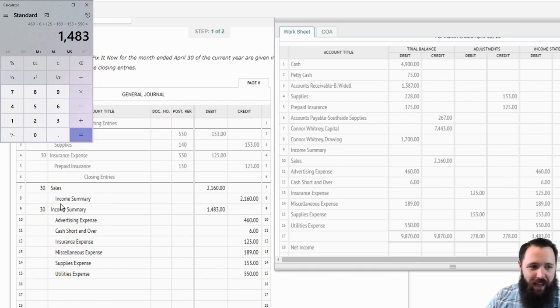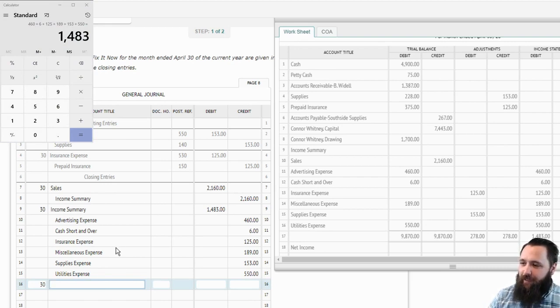So now I have my sales that's been Pac-Maned up into my income summary. I have all my expenses that have been eaten up into my income summary. Now, what's going to happen is that my income summary is going to be eaten up by my capital, okay? So when we look at this here, the question is, what's the balance of my income summary right now? Well, my income summary has a credit of $2,160 and a debit of $1,483.